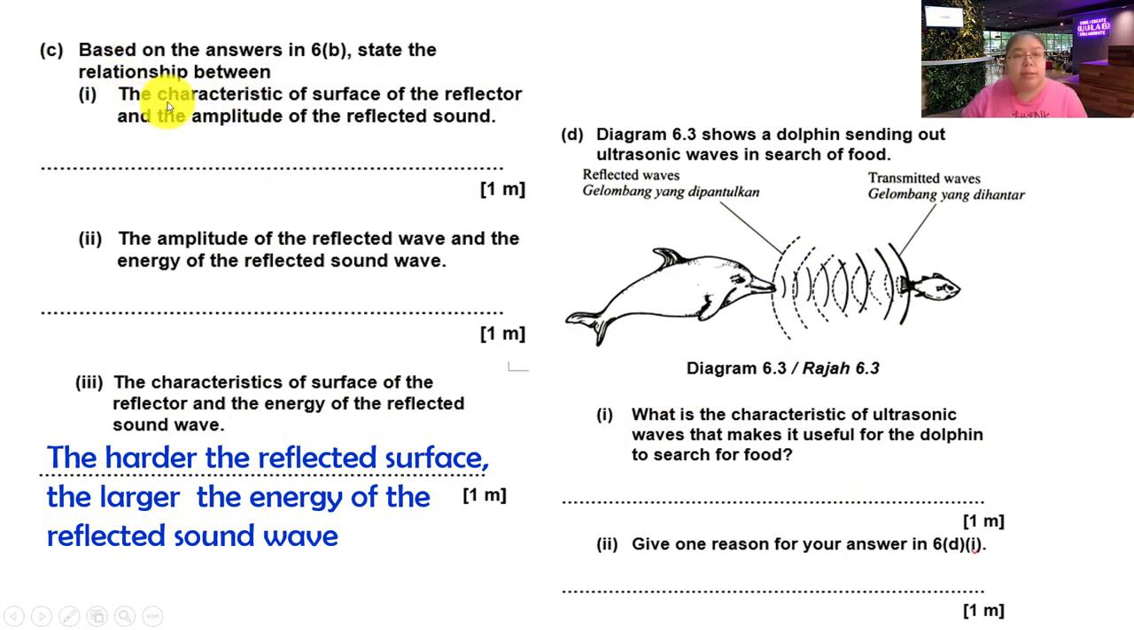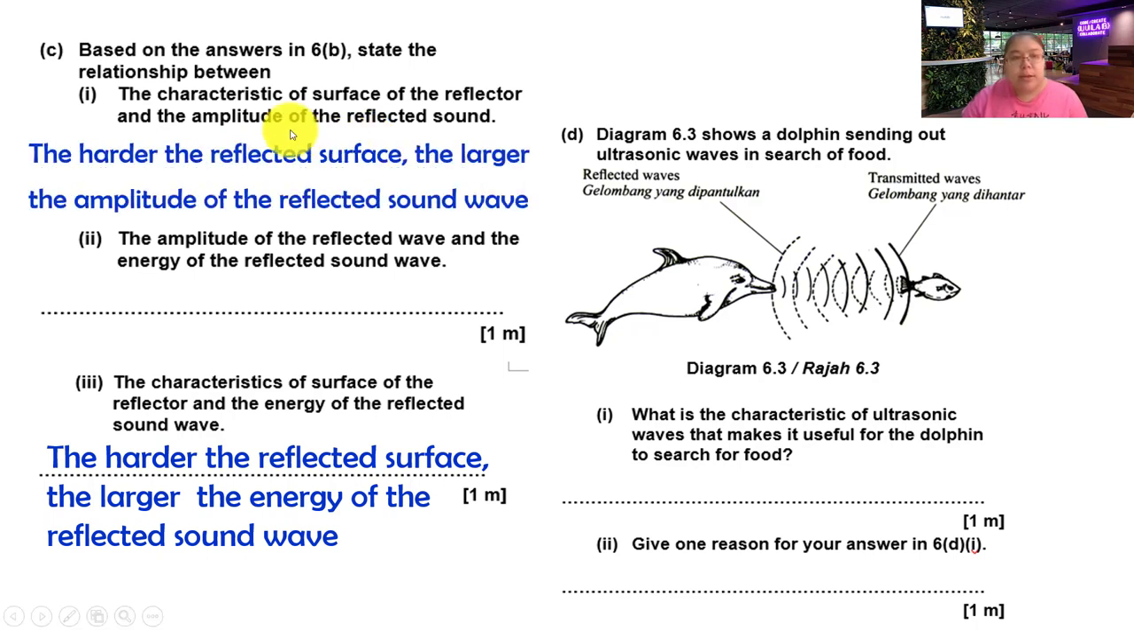Now we do the relationship. Surface of the reflector and amplitude: when the surface is hard, the amplitude must be higher. The harder the surface, the larger the amplitude of the reflected sound wave. Number 2, amplitude of the reflected wave and the energy: high amplitude means the energy is also high. That's directly proportional. Number 3, the characteristic of the surface of the reflector and the energy of the reflected sound wave: the harder the reflecting surface, the larger the energy of the reflected sound wave. Okay, this one is the characteristic. Then we go to D.